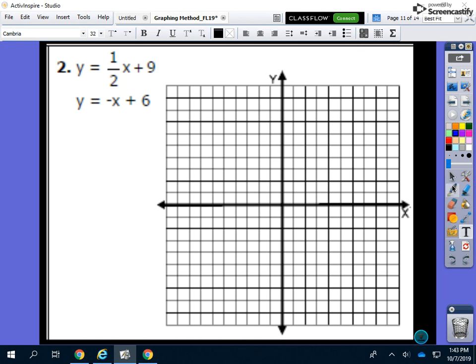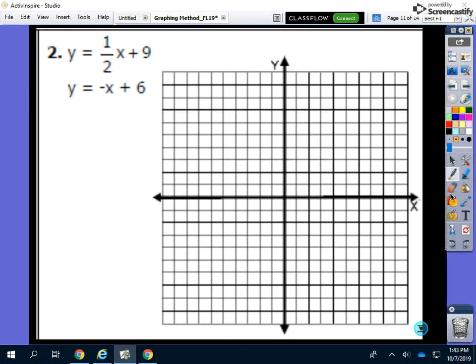Again, notice both equations are already in slope-intercept form. So we can go ahead and plot them. The first one has a slope of 1/2 and a y-intercept of 9. I'm going to go up to positive 9 and draw my y-intercept. Then I'm going to go up 1 and over 2 to create another point.